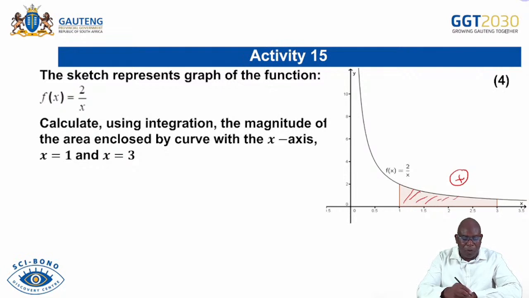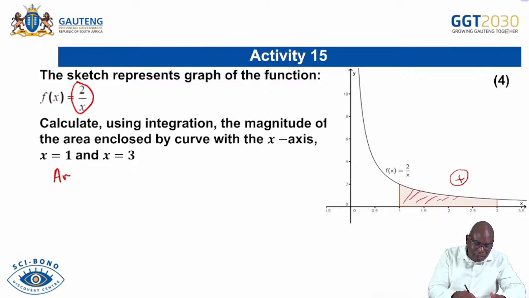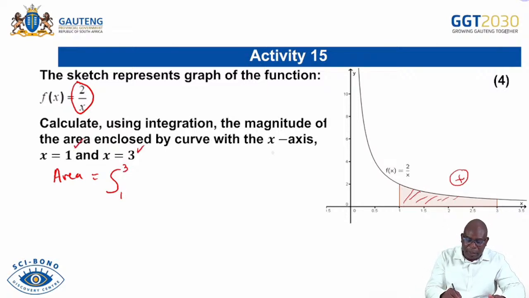So now here, what do I have? I have 2/x. This one I already know my answer, so I know how I'm going to get it. First, what do I write? I first write down the area. It's equal to the integral from 1 to 3, because those are my boundaries there. You'll realize that they always write the x-axis and the other two boundaries. So that's the area, and I need the area of that.